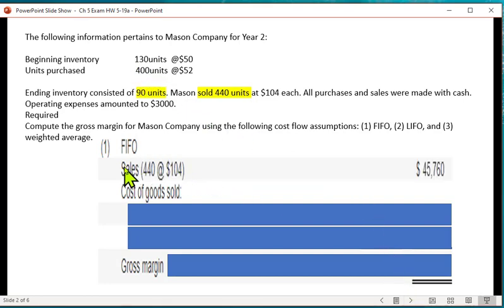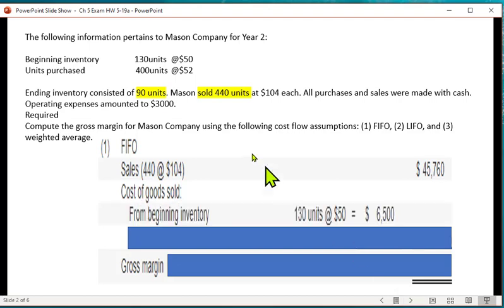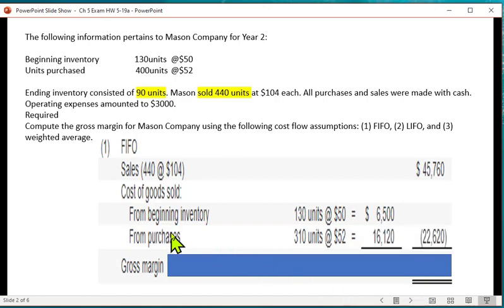So here's our sales under FIFO, 440 at 104 a piece. That corresponds to what we had up here. And that's total sales of $45,760. Then our cost of goods sold under FIFO, first thing in is the first thing out. We sold all of these units that we bought at $50, all 130 of them up here. So that's $6,500. And then we also sold 310 of these units that we bought for $52 a piece. And that makes up the total of 440 that we sold, right?